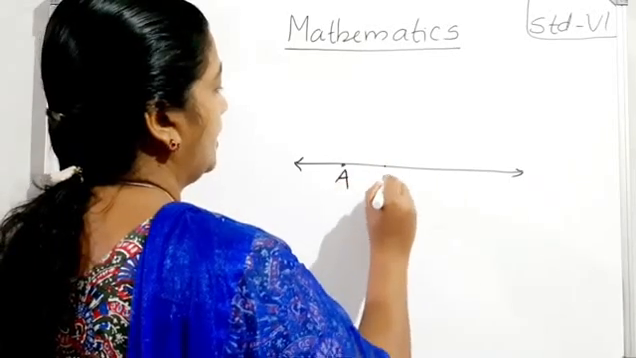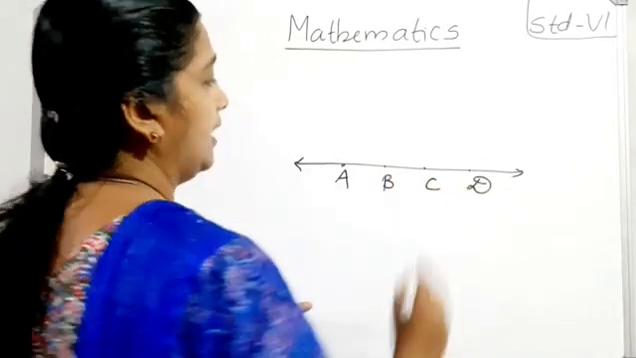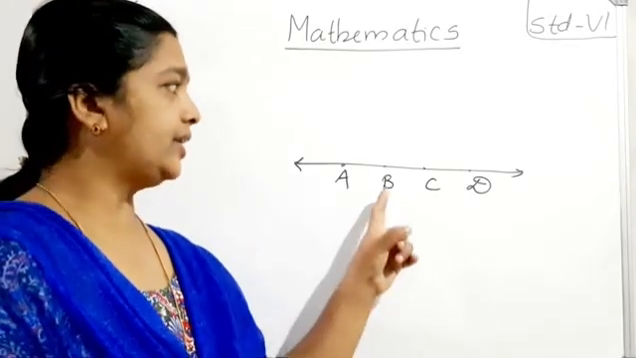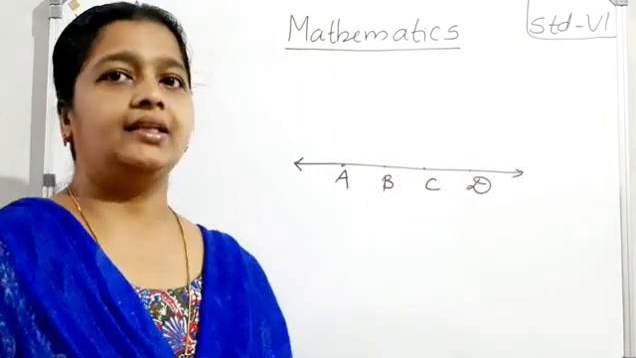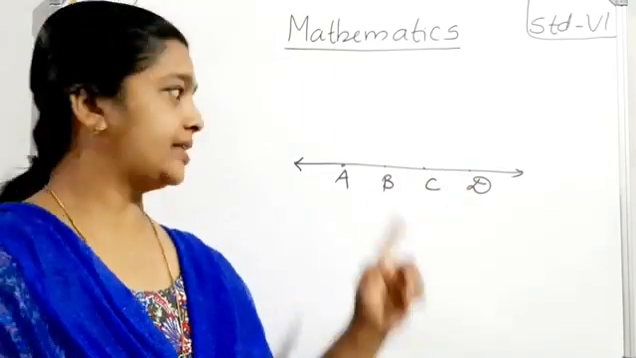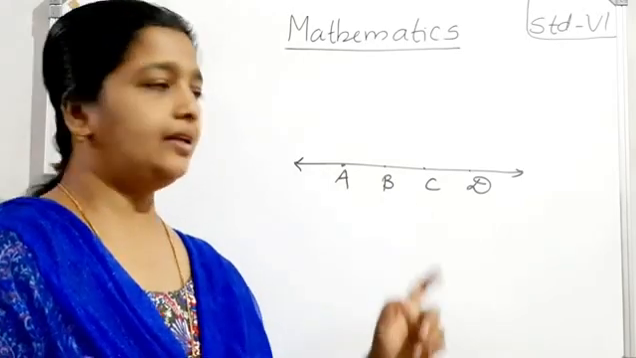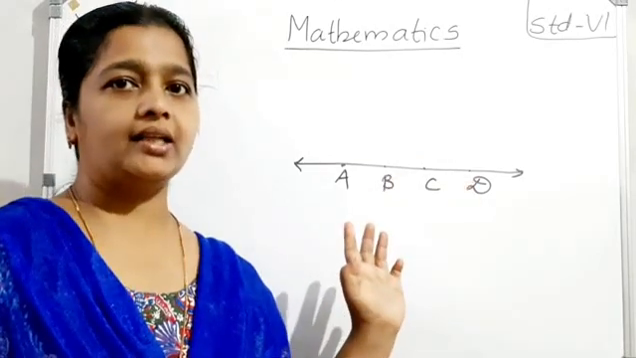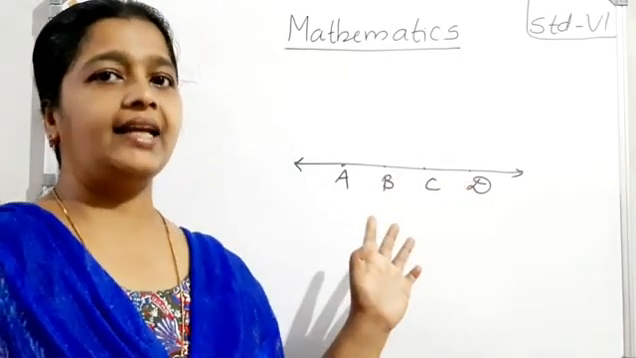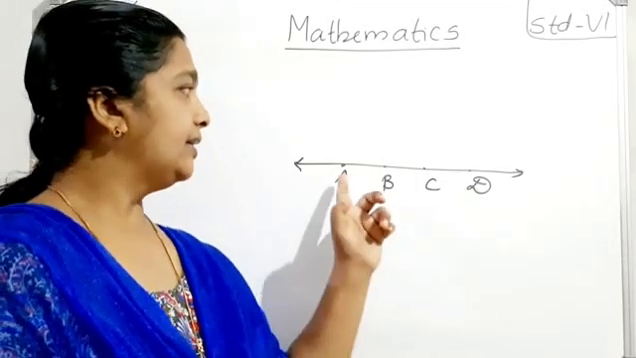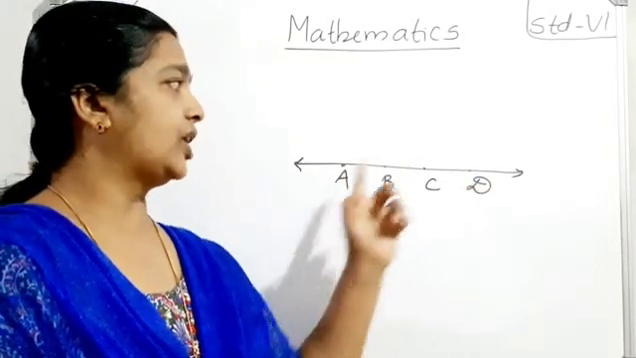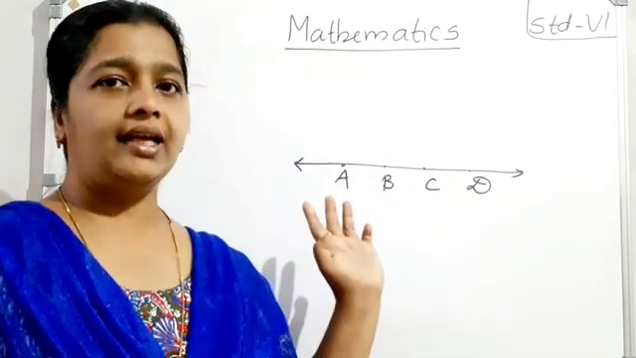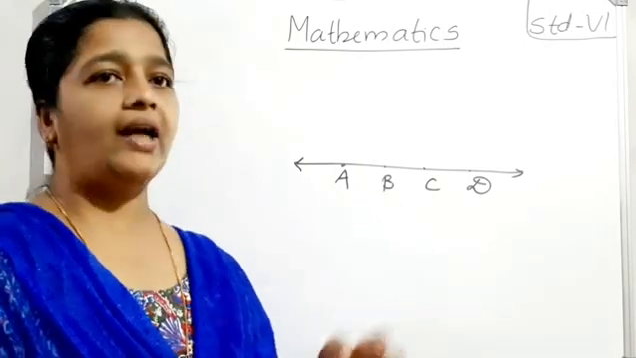A, B, C, D. From the figure, identify the points. Say the answer. Point A, point B, point C, point D. Then, say the line segments. Yes. AB, BC, then CD, then AC, then BD, etc. So many are there. Clear? Next, the line AD, then AB extended in both directions. Then these are lines. Then AC, etc. Clear?